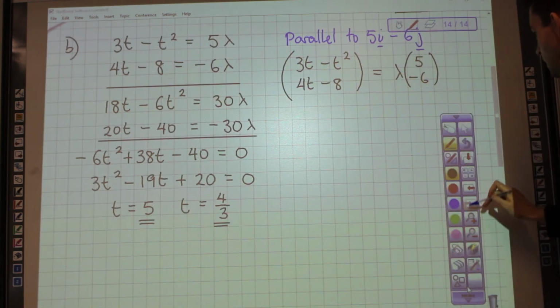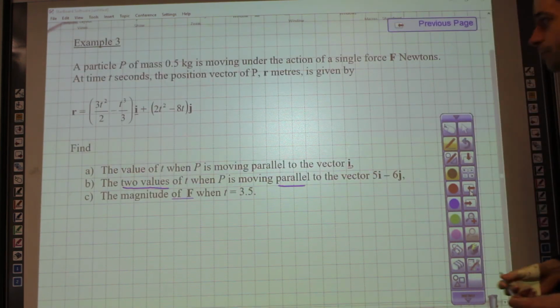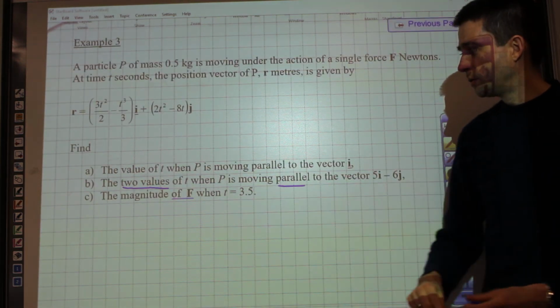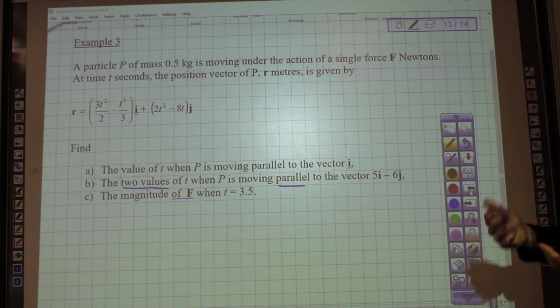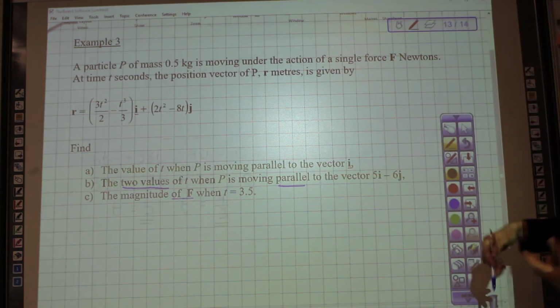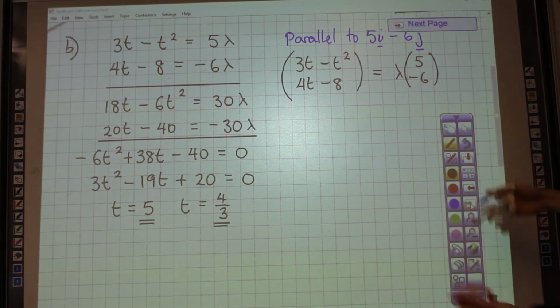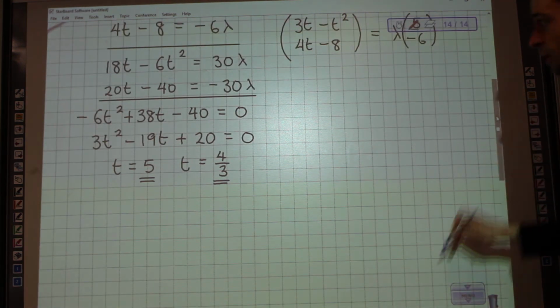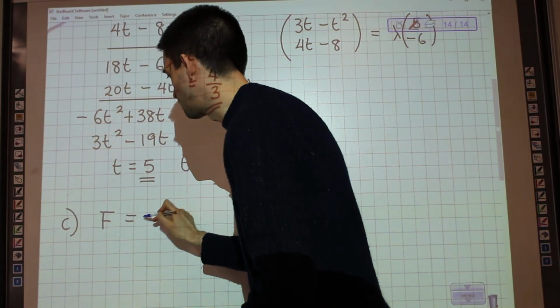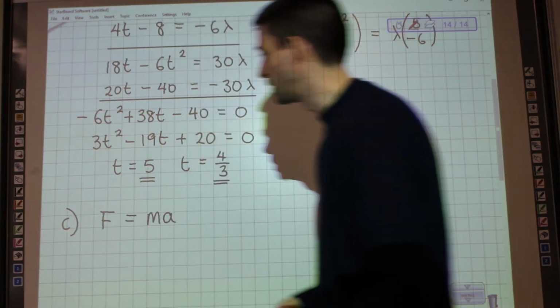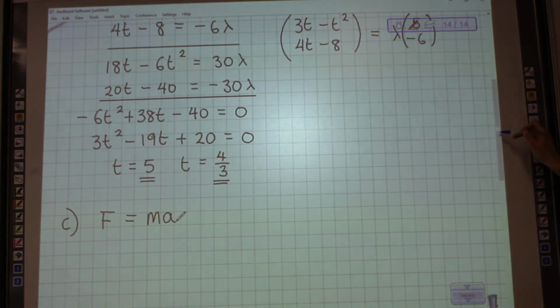Right, let's look at what we're asked to do in part C. The magnitude of the force when t equals 3.5. Okay, magnitude of the force, right. What do we know about the relationship between force, mass and motion? Well, it's that resultant force equals mass times acceleration. That's what we're going to be using.